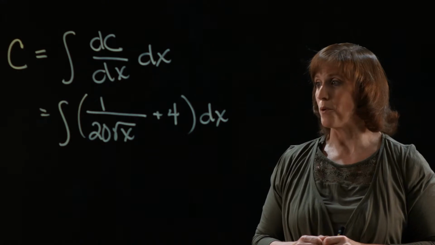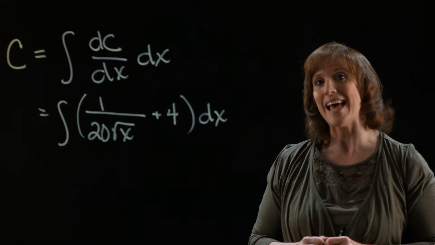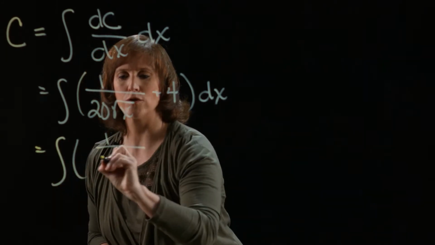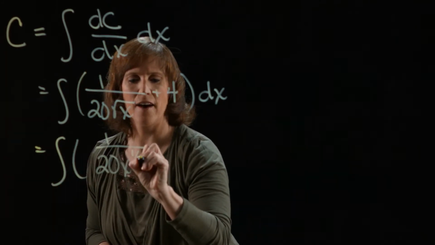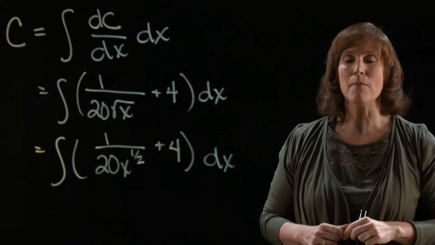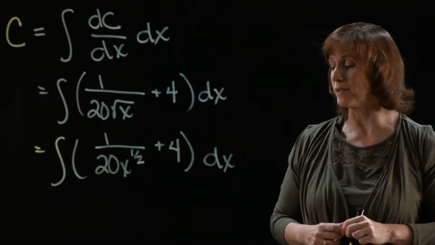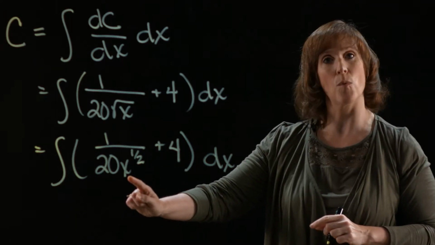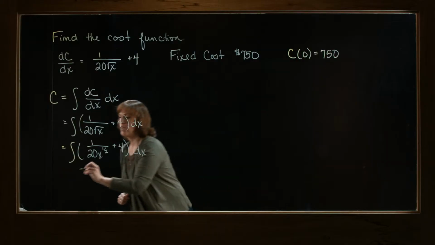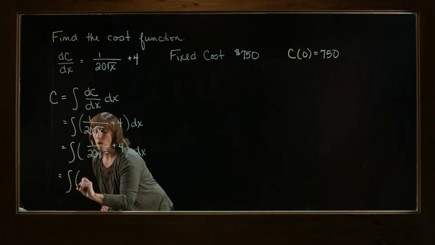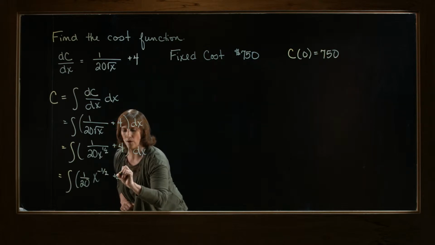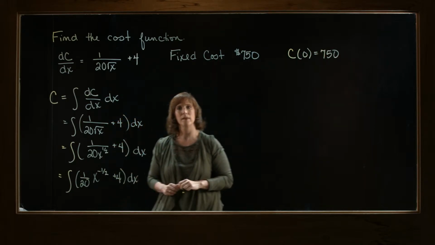The first thing I'm going to remember is that the square root of x can be written as x to the 1/2 power. So I have 1 over 20 times x to the 1/2 power plus 4 dx. And then I'm also going to remember some properties of exponents, and that is that I can take x to the 1/2, pull it into the numerator, and write it as x to the minus 1/2. So this leaves me with 1/20 times x to the minus 1/2 plus 4 dx.